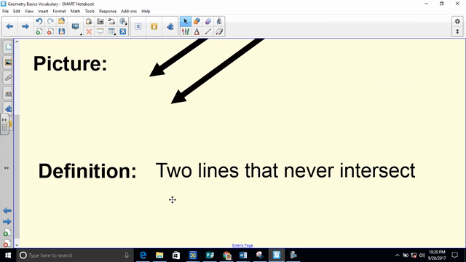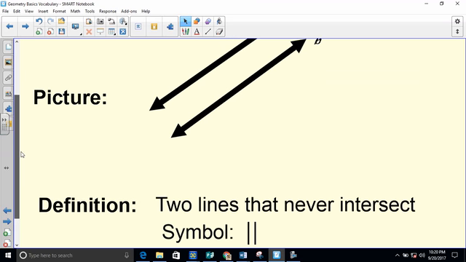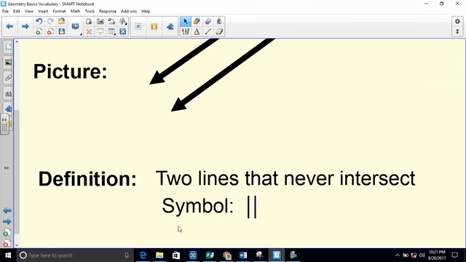So the symbol for parallel kind of looks like 2 vertical parallel lines. For example, if we wanted to go off of the picture above, which those lines are labeled A and B, then we can say line A is parallel to line B, and that's how you read that.